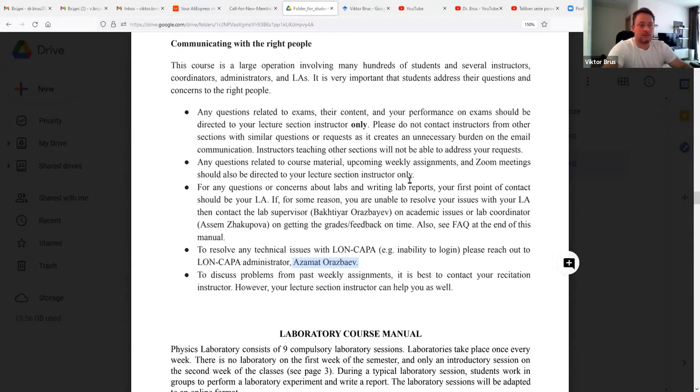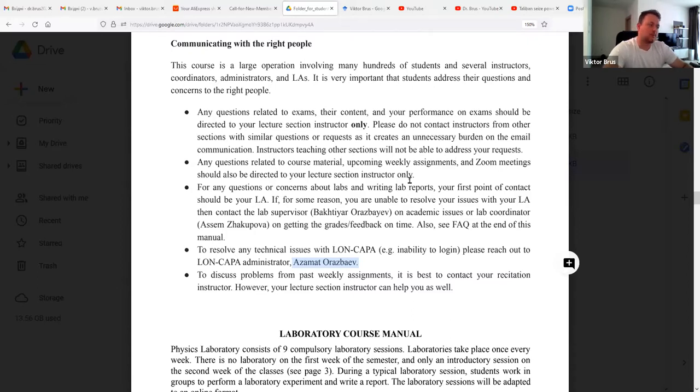Then starting from second week, you will get home assignments, but a home assignment for the second week will not be evaluated. So it's kind of a training assignment. So you have a chance to learn to work with Long Kappa, to log in for the first time, and submit answers.